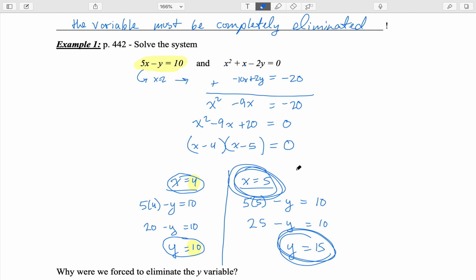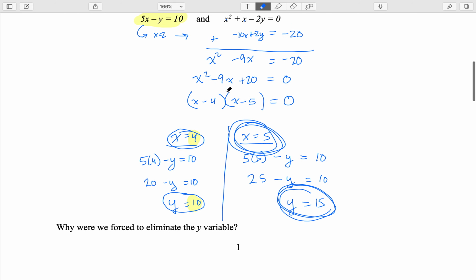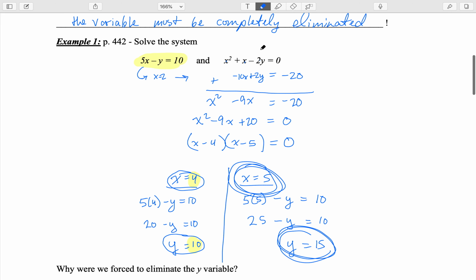So I get two actual x and y points. So there's 2 points of intersection. Well, it makes sense because this thing's a parabola and this thing's the line, right? I'm expecting to get 2 points. Okay, I'll get rid of those.